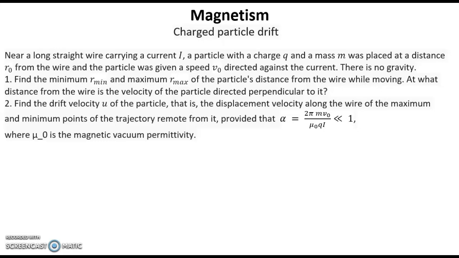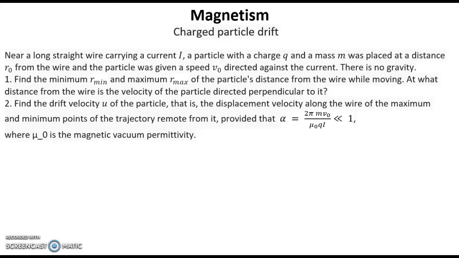And the second question, find the drift velocity u of the particle, that is the displacement velocity along the wire of the maximum and minimum points of the trajectory remote from it, provided that coefficient alpha represented here is much smaller than 1, very close to 0, where mu0 is the magnetic vacuum permittivity.